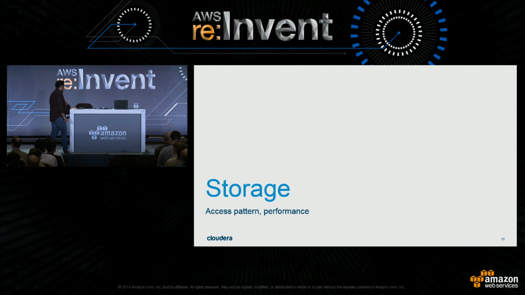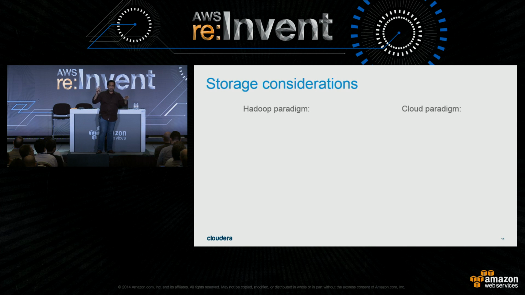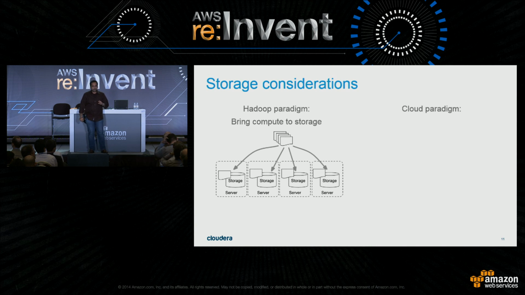Let's dive a little deeper into different choices in terms of storage, and what the access patterns and performance implications of these different choices are. Now, before we go into the different choices, I want to highlight a difference in paradigm between Hadoop and how cloud environments work. The Hadoop paradigm is you bring compute to storage. So you have data stored in disks on individual servers, and you ship your compute as close to those disks as possible and minimize reading over the network. And that's the fundamental paradigm behind Hadoop.